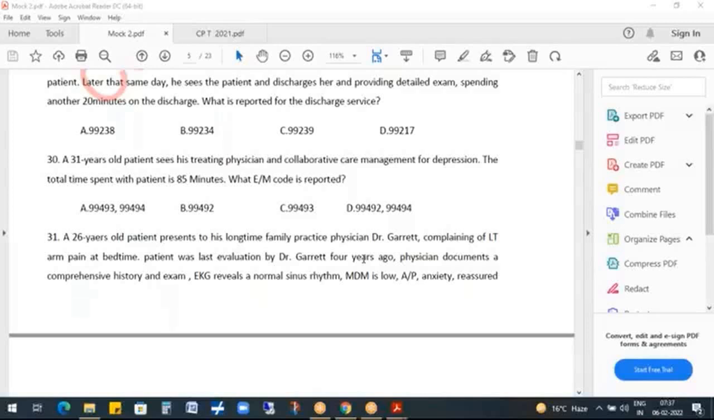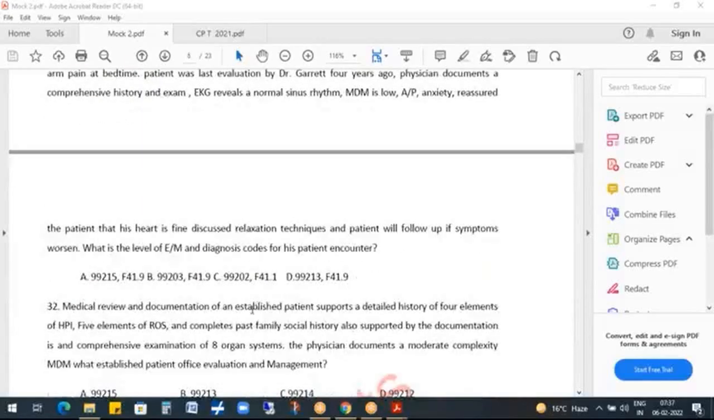3 years is the time period, right? He is coming after 3 years. That means he is a new patient. What is the patient? New patient, right? Comprehensive history, comprehensive exam, low MDM is provided. Now low MDM comes under 99203. Yes, sir. B is the answer.